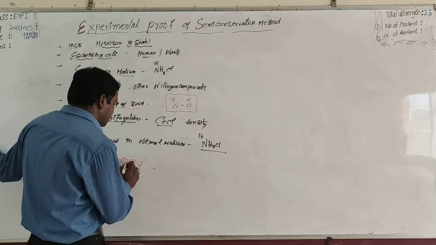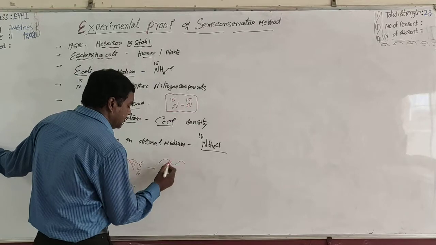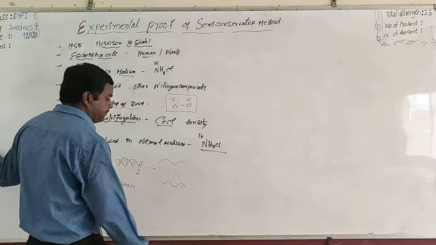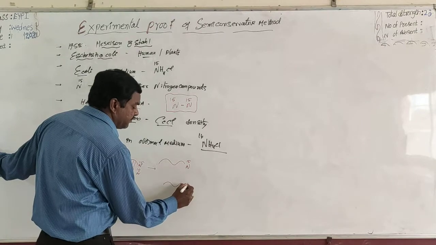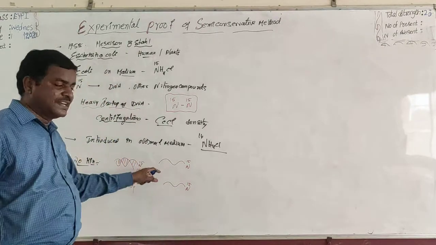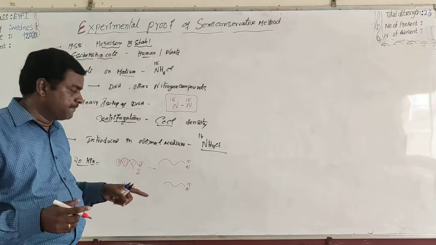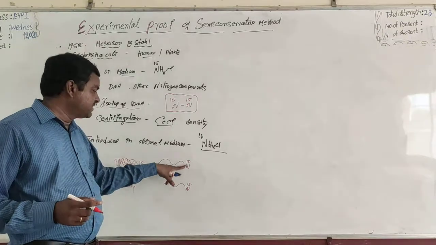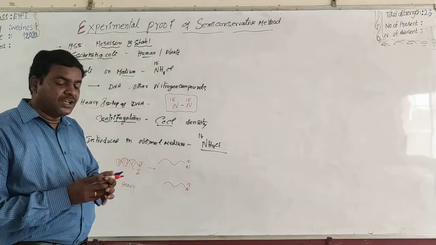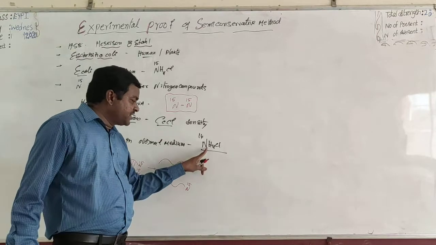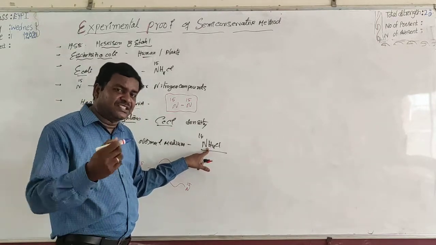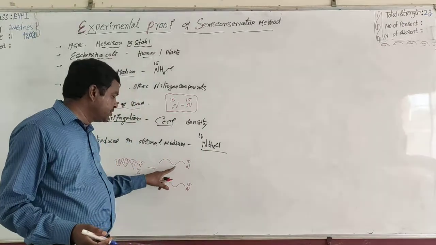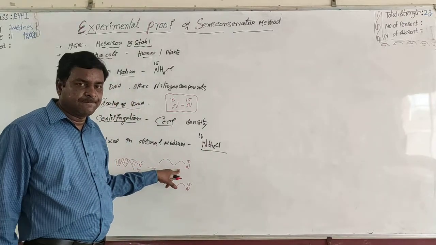First, the two strands are separated from each other. This is N15. Two strands are separated from each other. They are heavy DNA strands, N15 and N15. Now, by using N14 in the medium, new strands are synthesized opposite to these old strands.